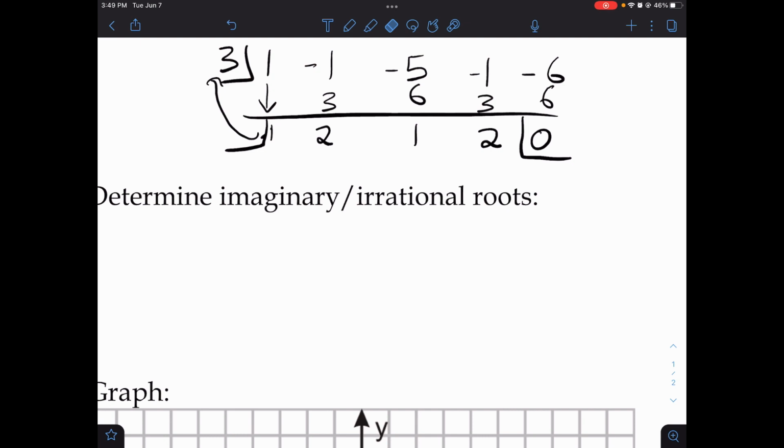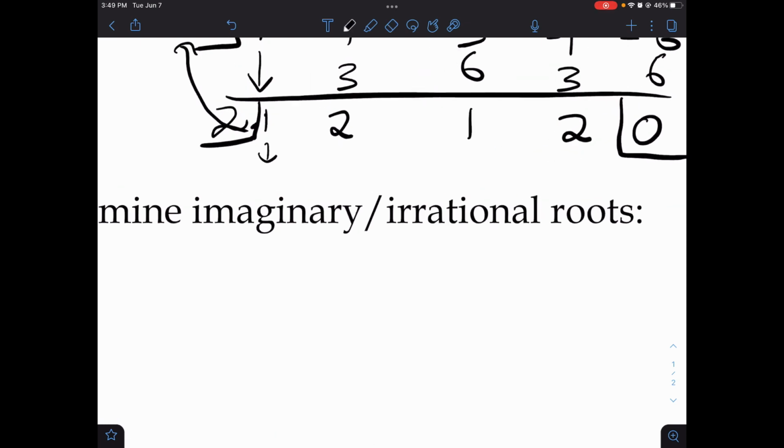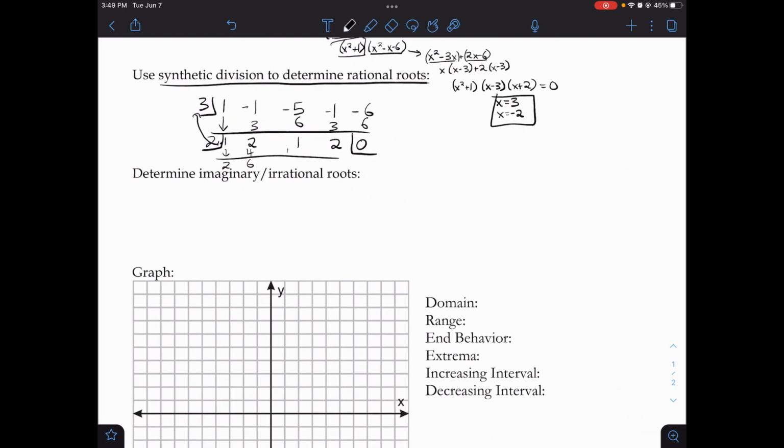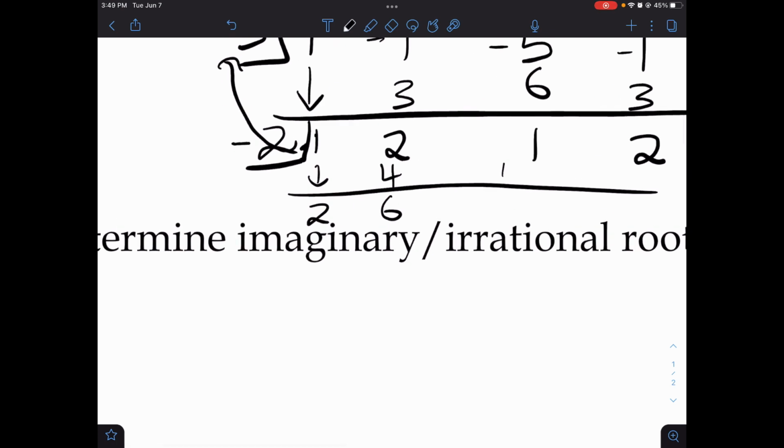So to do that, we just put a 2 right there, pull down the 1, and we get 2. 2 times 2 is a 4. Then we get 6, 12. Okay, so it's a negative 2. That's where I went wrong.